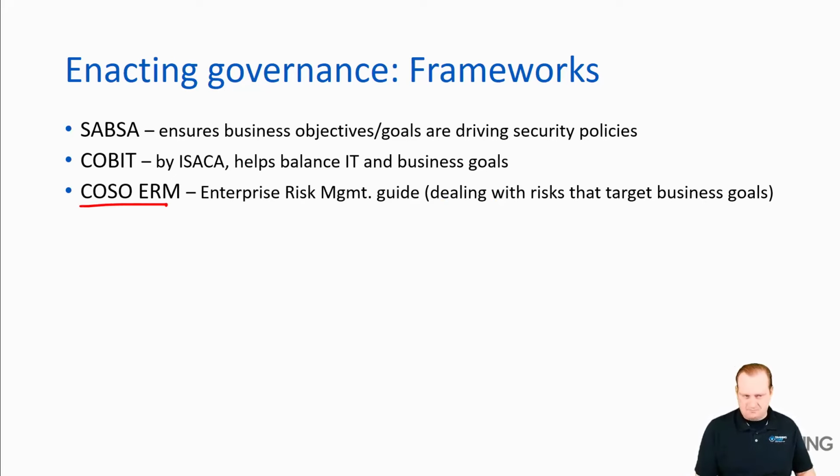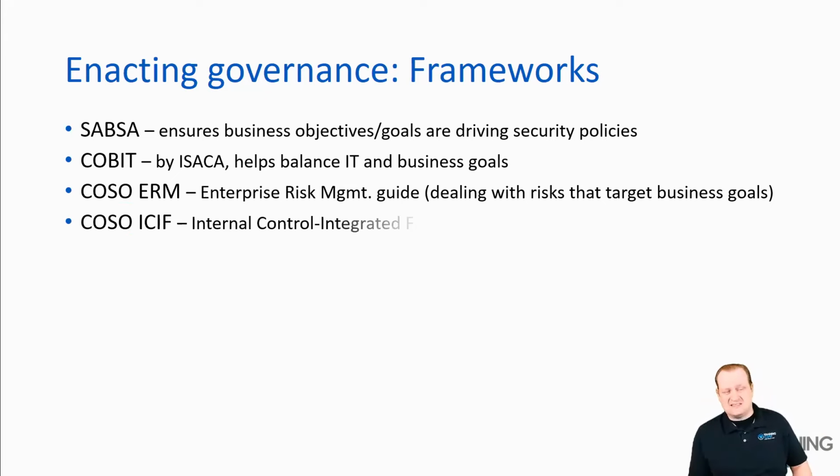COSO's ERM. This is an enterprise risk management guide. Basically it helps us analyze what risks might exist to our business's goals, and then suggests various ways we can deploy controls, mechanisms to try and thwart those risks, those attack vectors, etc. Very big picture, though. It's not the only framework that exists, however.